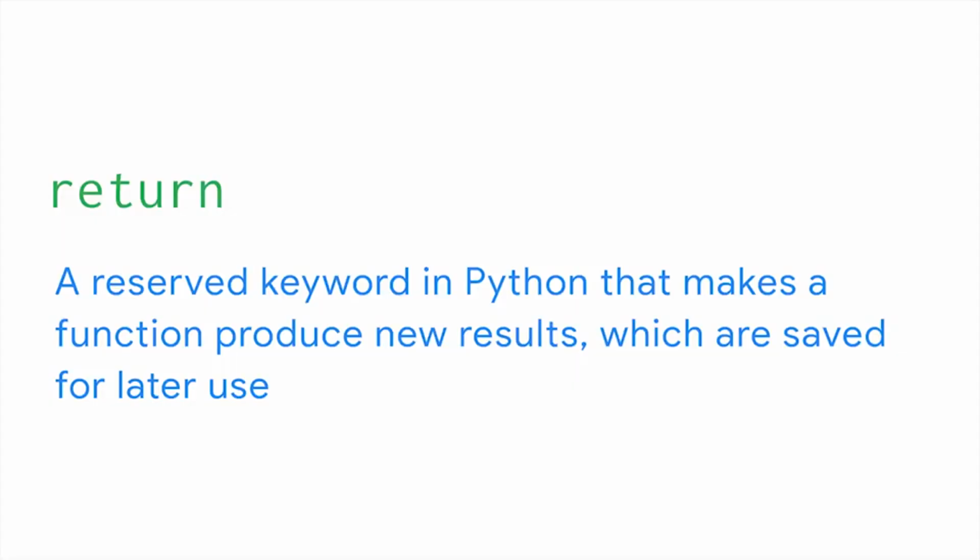Of course, functions can do a lot more than print messages. This is just one simple example of defining your own function. Next, let's consider how to get values out of a function. This is where return values can be used. Return is a reserved keyword in Python that makes a function do work to produce new results. But instead of printing the results, the function saves them for later use.